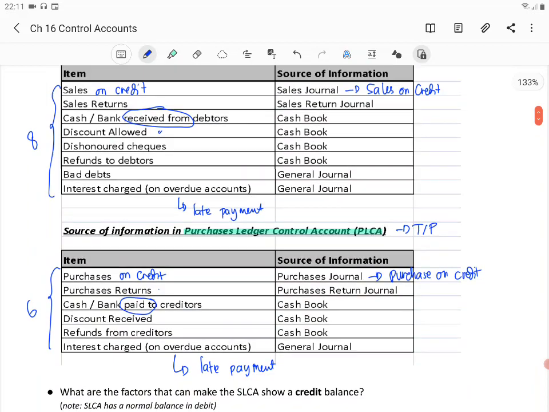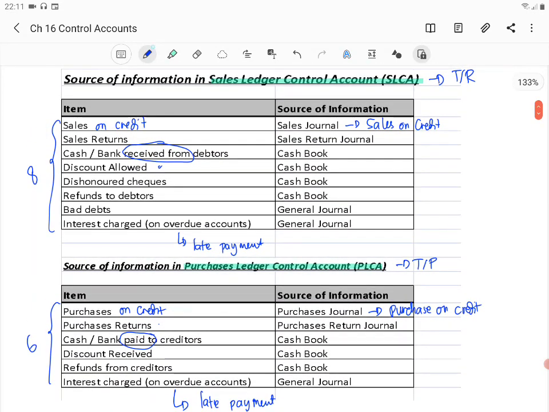Next, what are the factors that can make SLCA show a credit balance? Okay, so SLCA, since it is TR, the normal balance will be on the debit side because it's an asset. And TP, normal balance, will be on the credit side because it's a liability.